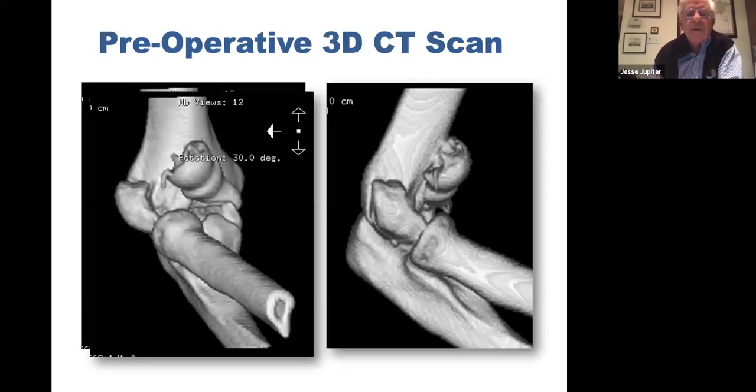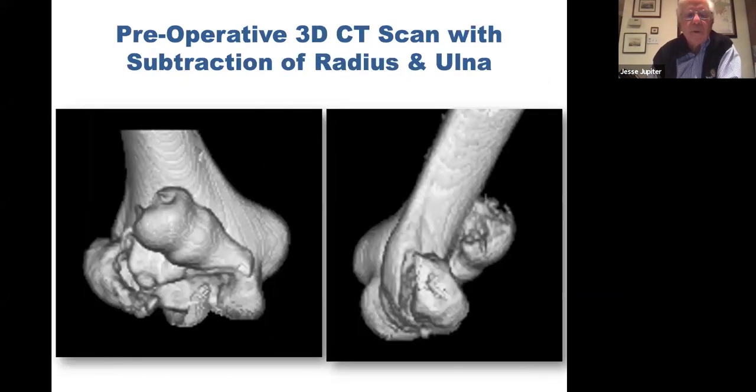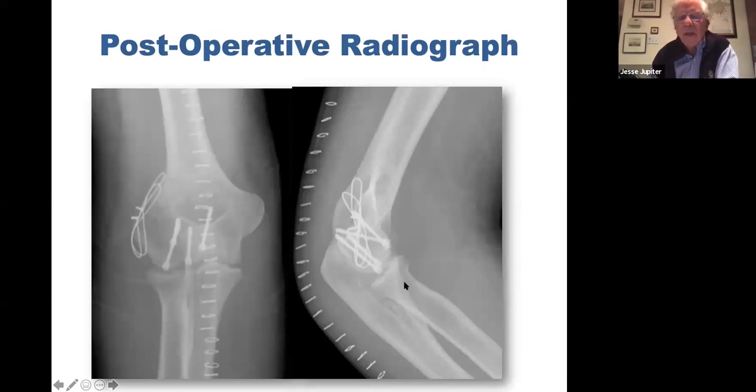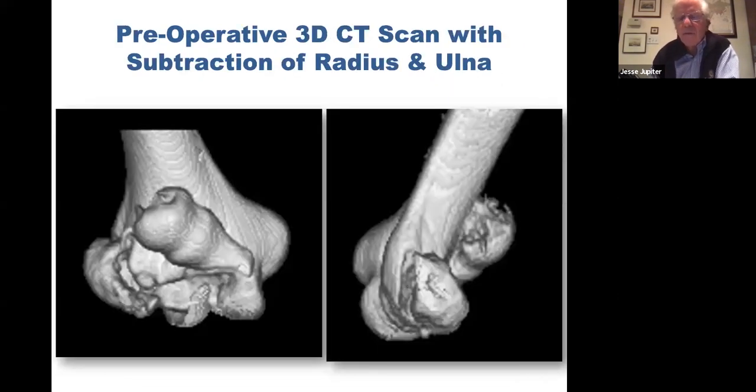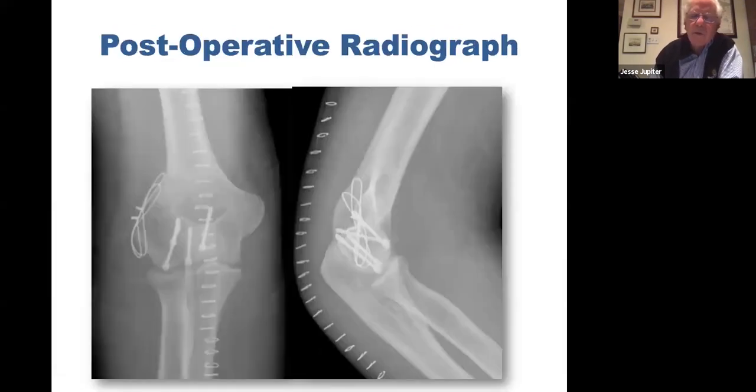Now, here's the advantage of the CT scan and the 3D CT scan. What we see here, taking away the radius and ulna, is we see the capitellum and trochlea extending almost completely across the joint surface. But importantly, we see a fracture of the lateral epicondyle and an impaction of this posterior wall. And that has to be elevated. So the CT scan on these will give you a very good idea of what you're dealing with.